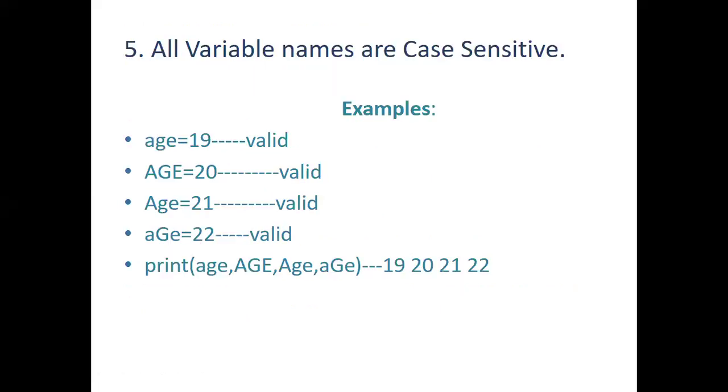Now, all variable names are case sensitive, like age = 19, AGE = 20, Age = 21. If we write like this, these all are valid. If I print age in different manners, we will get the output.